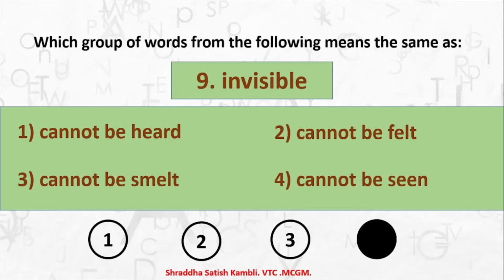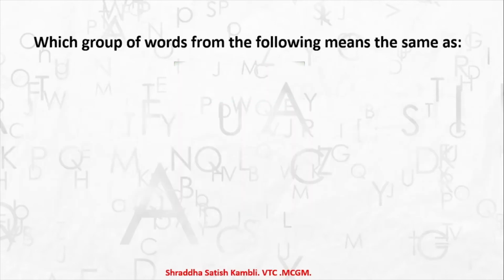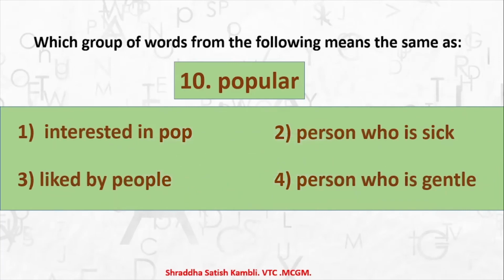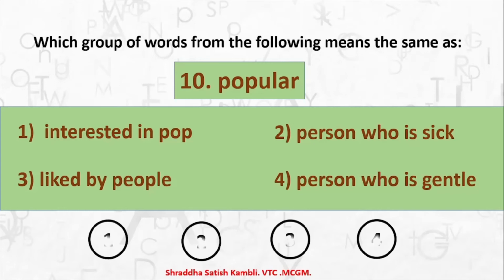Okay, and then coming to the last question in this particular pattern, you have question 10, popular. Which person is a popular person? Is it a person who's interested in pop? Is it a person who's sick? Is it a person who's liked by people? Or is it a person who's very gentle? Yes, popular means liked by people, someone who is a very, very famous person. You say an actor's name or an actress's name, and you say that person is very popular, meaning many people know him and many people like him also.